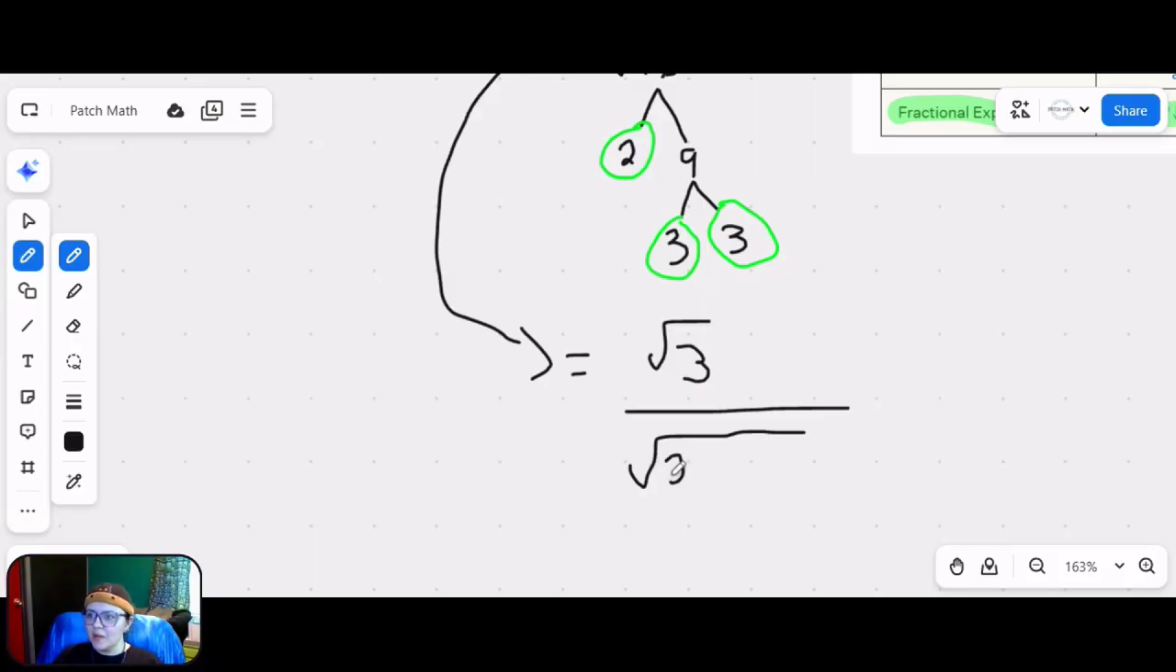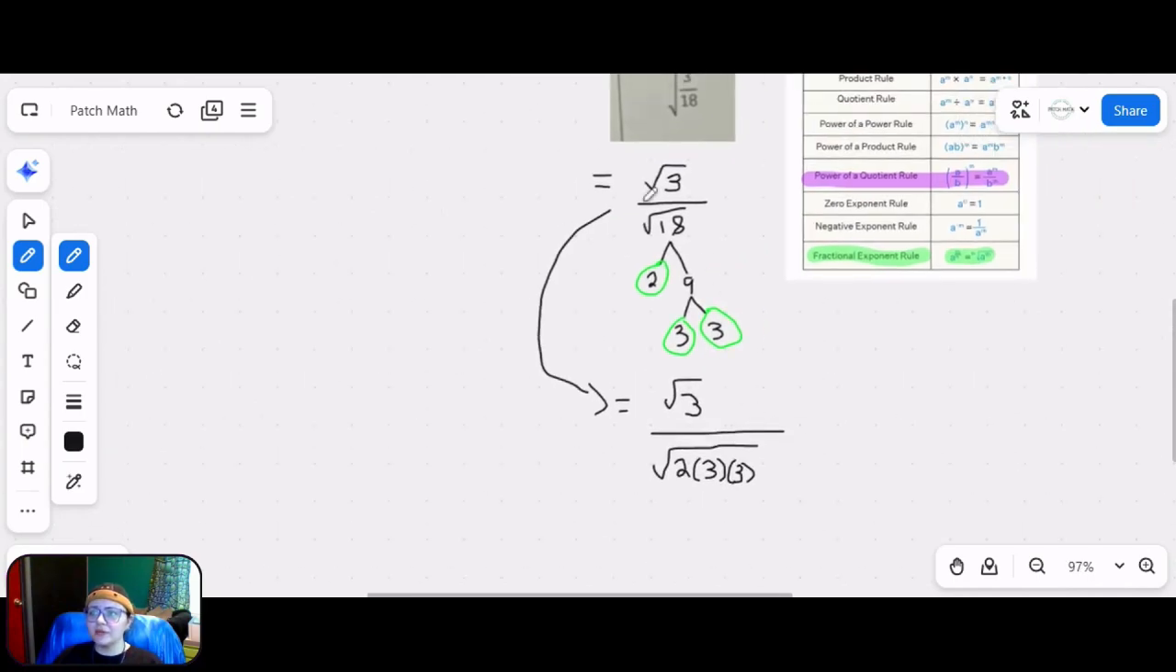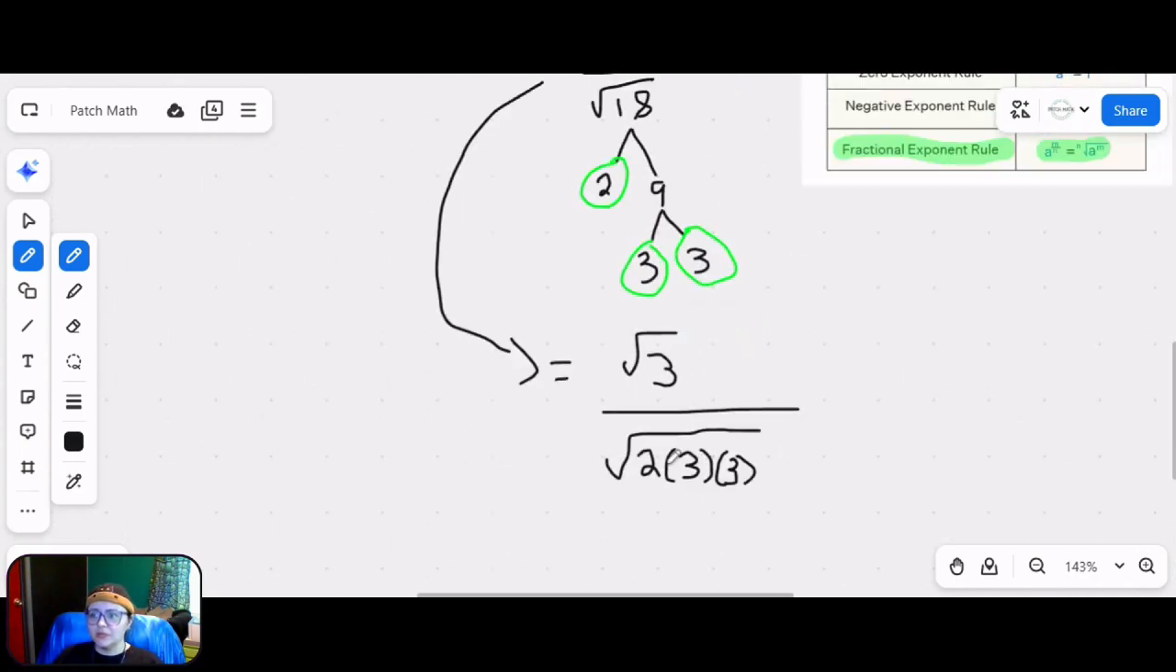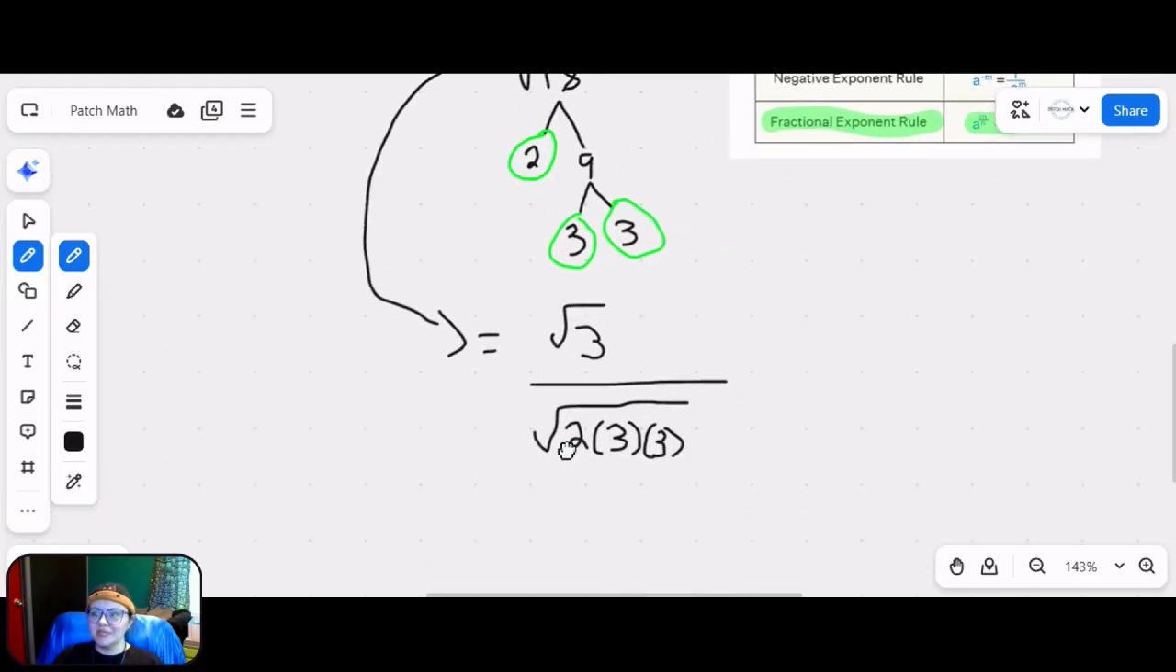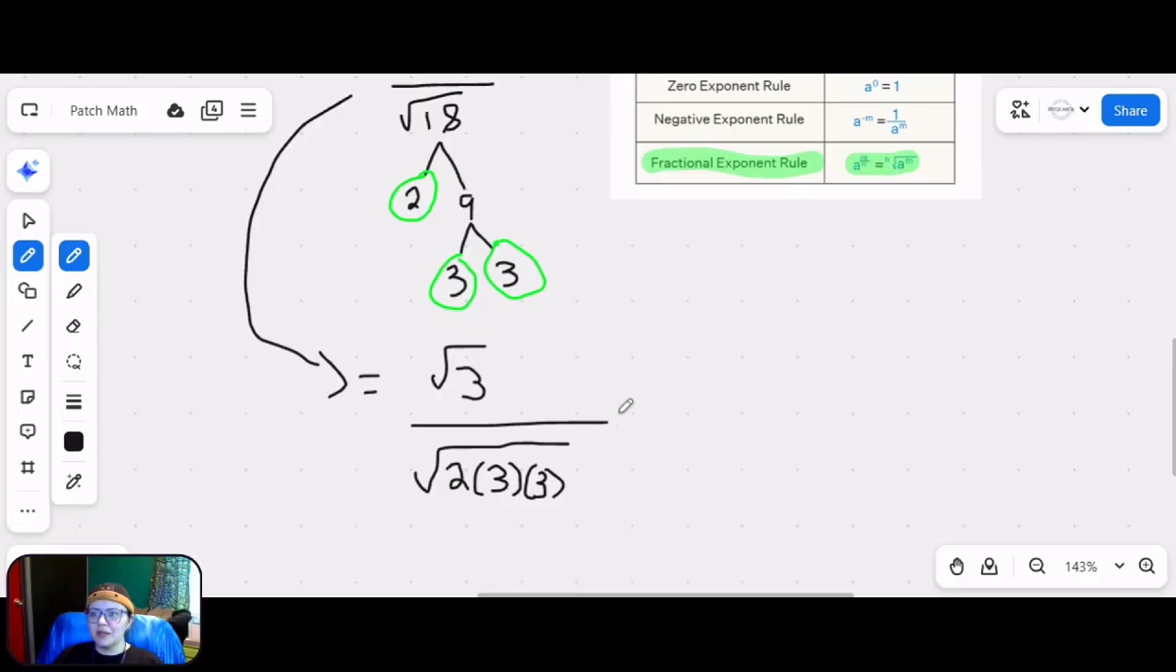If we multiply all the prime factors of a number together, we will get the original number back out. So if you want to check yourself to make sure you prime factored 18 correctly, well, 2 times 3 is 6, and 6 times 3 is 18. So that is the square root of 18. Now, why did we do this? You're about to see why.